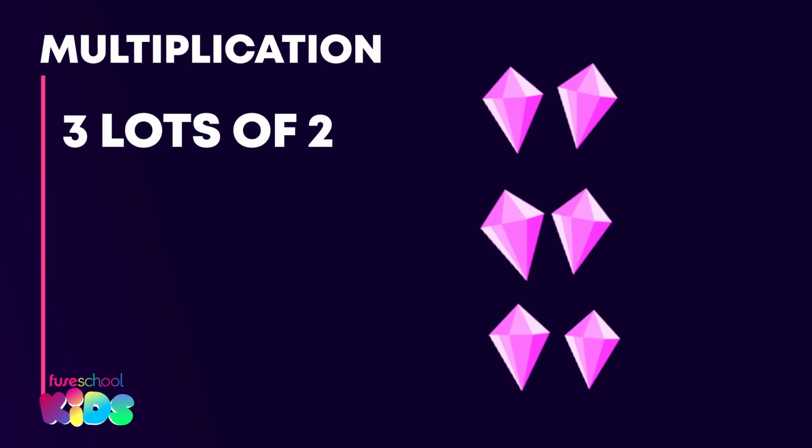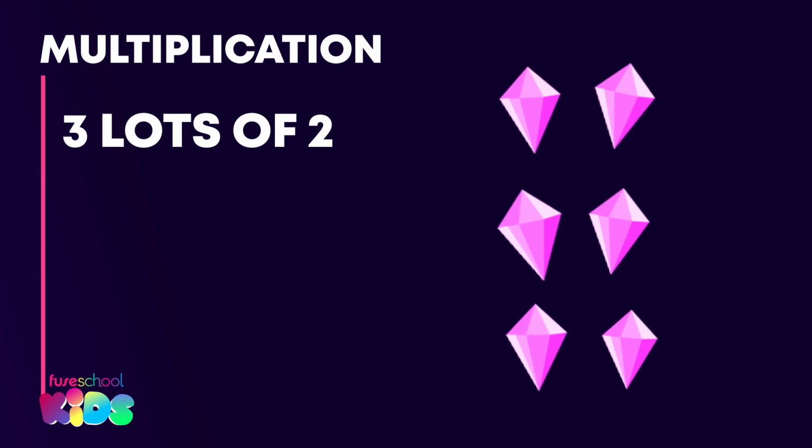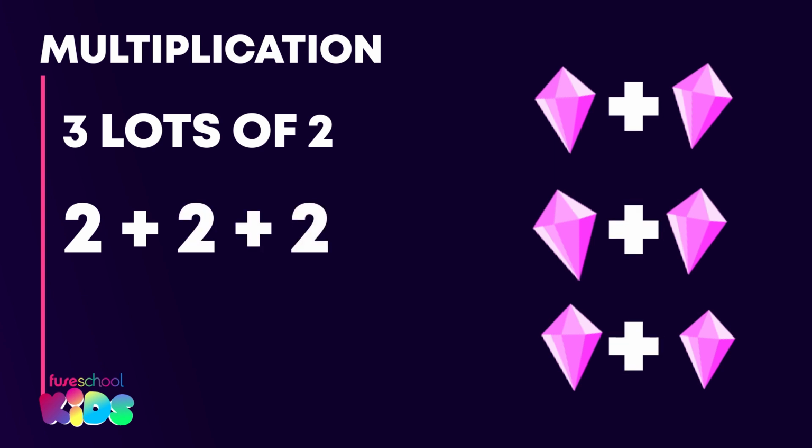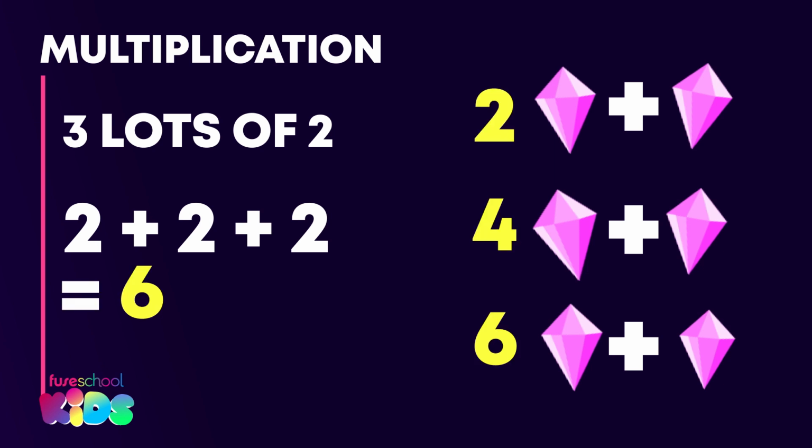Multiplication is repeated addition. 3 lots of 2 is the same as 2 plus 2 plus 2. What is 3 lots of 2? It's 2, 4, 6. Excellent counting!